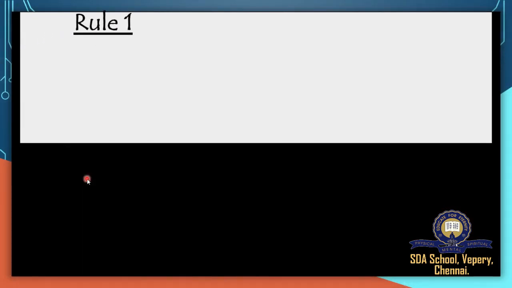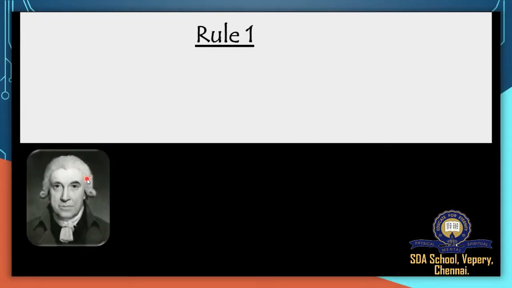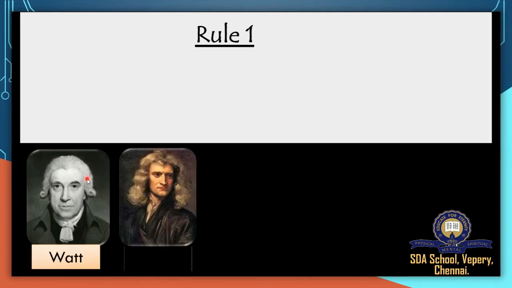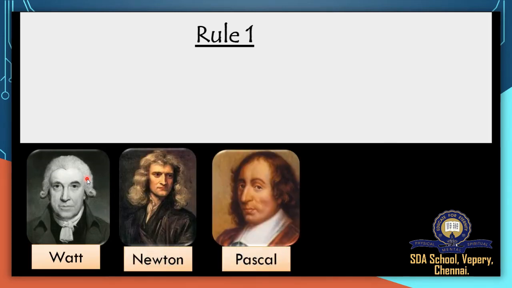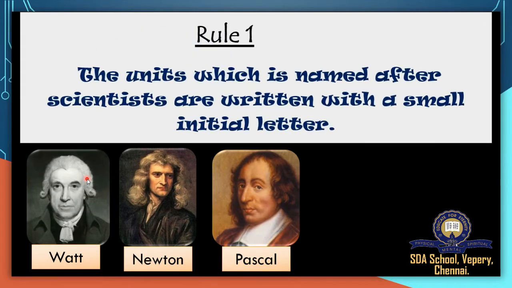So rule 1: some units are named after scientists like Watt, Newton, Pascal, and so on. This rule 1 mainly deals with the scientists' names and units, right? The units which are named after scientists are written with a small initial letter.